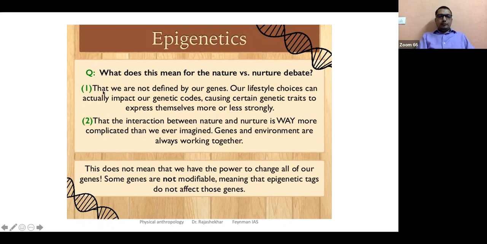So we are not defined by our genes. Sometimes it is not just the genes; our lifestyle choices can actually impact our genetic codes. Certain methylation, certain chemical changes to DNA can also happen. So we are the result of not just the genes, but also the epigenetic changes because of environmental exposure. These changes can decide whether a particular gene is expressing or not.